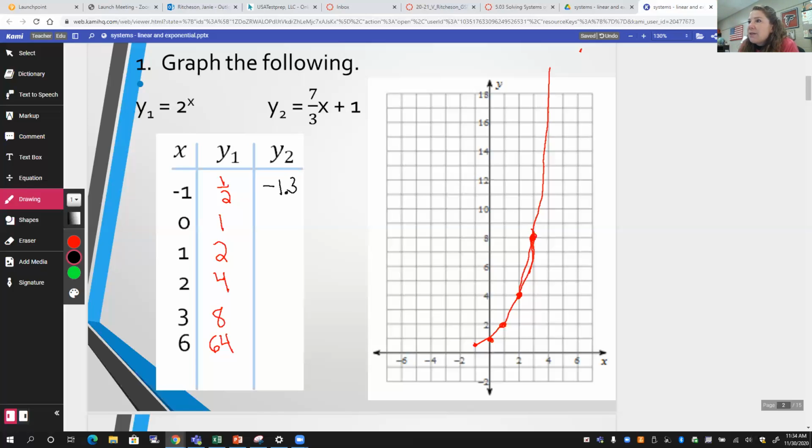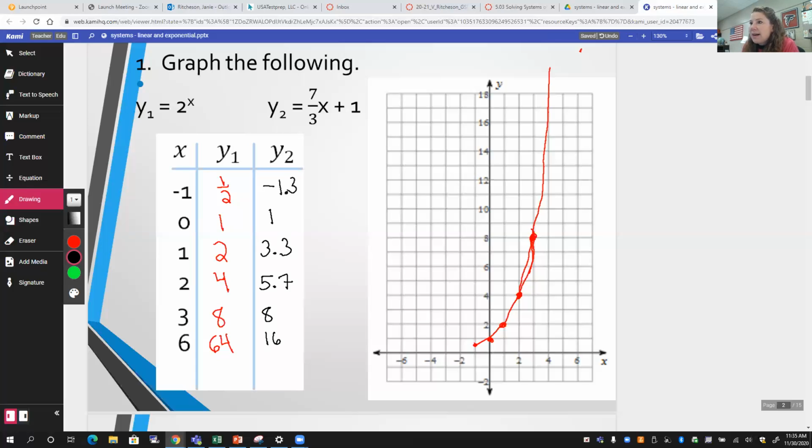All right, anything times 0 is 0, so 0 plus 1 is 1. 7/3 times 1 is 7/3, and 7/3 plus 1 is 1 and 7/3, which is 3.3. 7/3 times 2 plus 1 is about 5.666, or we'll say 5.7. 7/3 times 3 is 7, and 7 plus 1 is 8. And then 7/3 times 6 would be 14, and 14 plus 1 is 16.